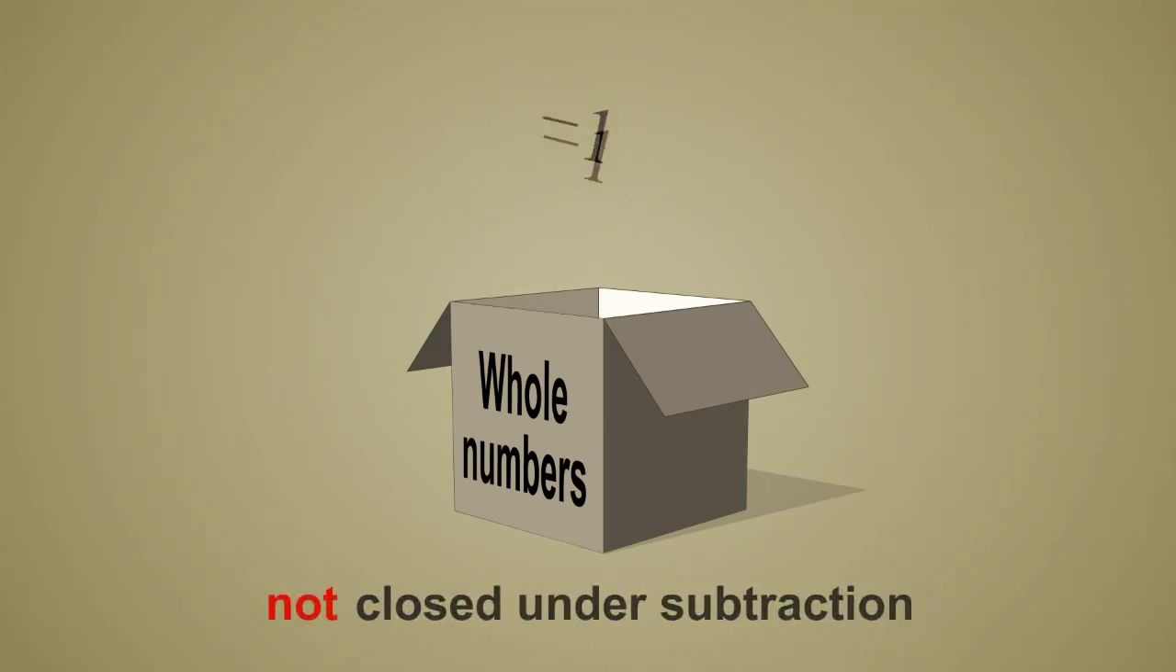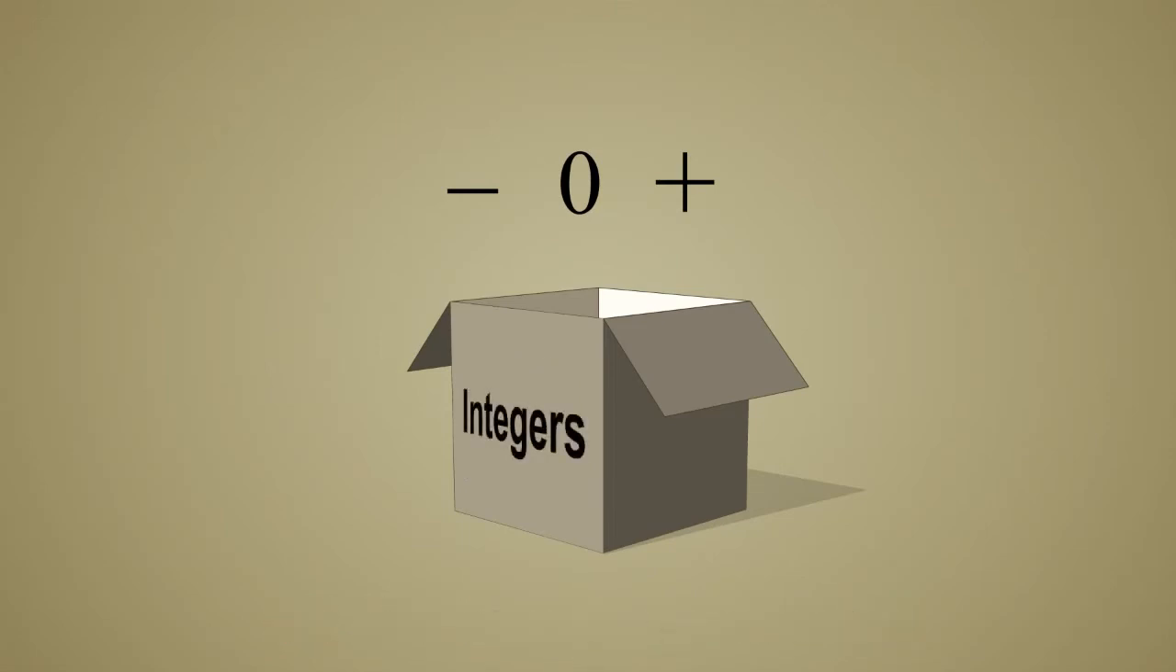However, if we expand our collection of numbers to include negative numbers, then we can always find a number to represent the result of any addition or subtraction operation. These whole numbers, which can be positive, negative, or zero, are called integers.